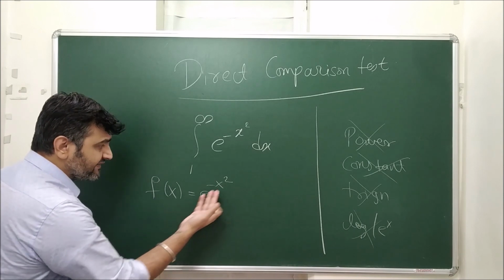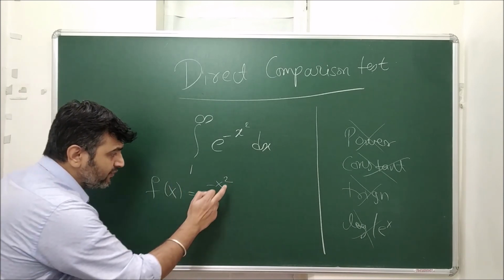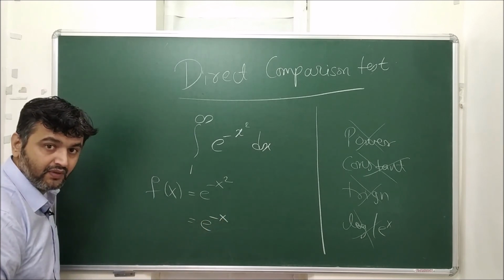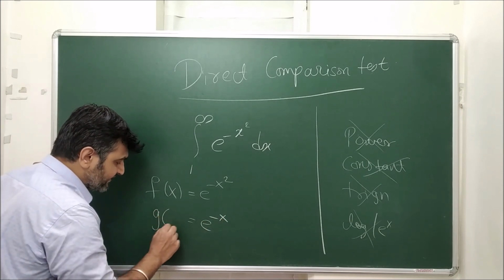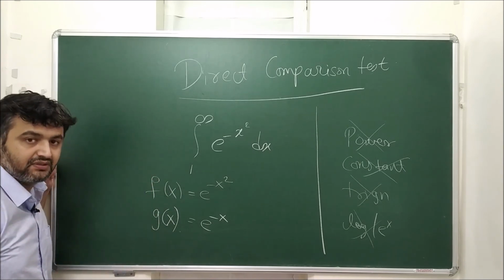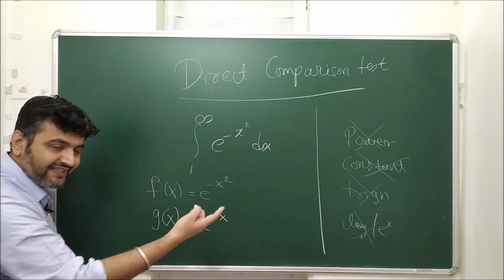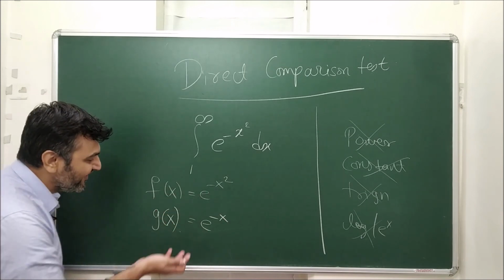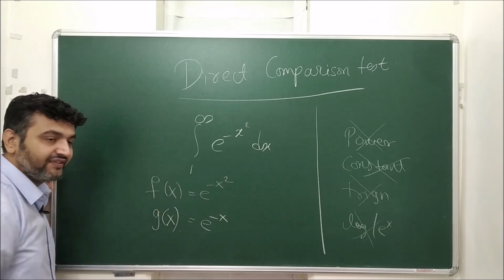Now here I can see there is a power. If I ignore this power, I get e raised to minus x. This is my g of x. I'm using that first trick: there was a power, so I ignore the power. I'm not using the last one, exponential, because if I ignore the exponential, nothing is left.